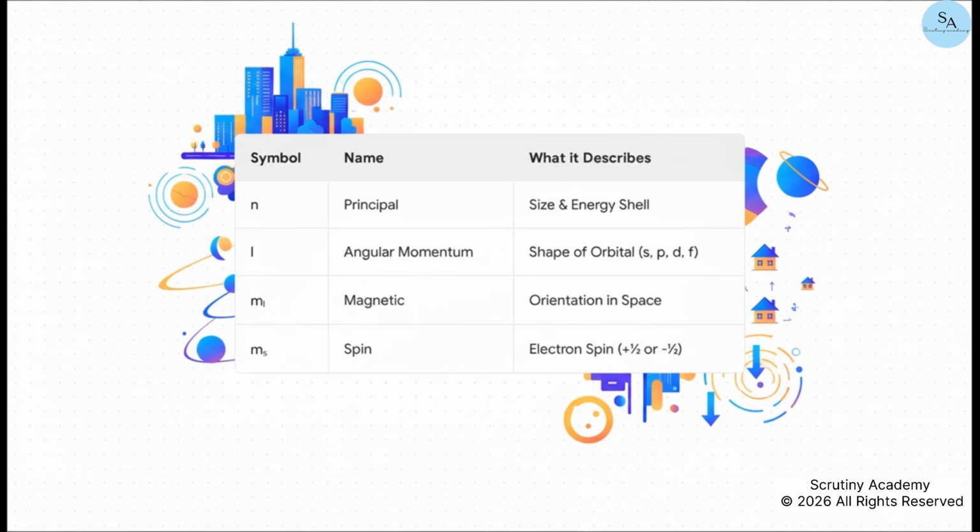Then you have l, which tells you the shape of the orbital, whether it's an s, p, d, or f. Next is m_l, the magnetic one. That's the house number. It tells you which way the orbital is pointing. And finally, m_s, the spin. That tells you if the electron is spin up or spin down.